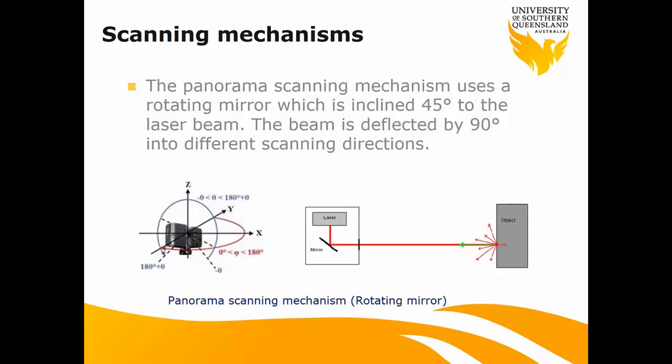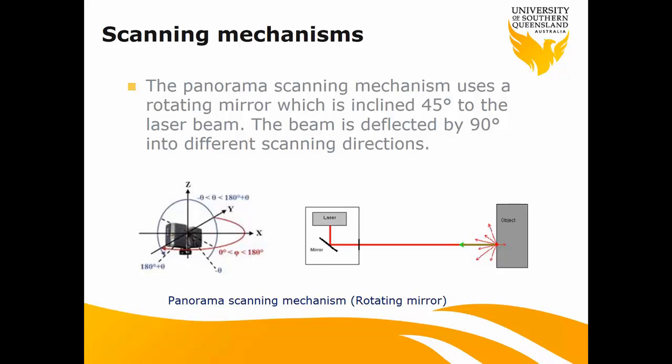We have different mechanisms to deflect the laser beam. The first one we call the panorama scanning mechanism. This one, panorama, is actually the one we already know from the previous slide, used by the Faro laser scanner. The laser beam is deflected by this rotating mirror to the target and then back to the detector.